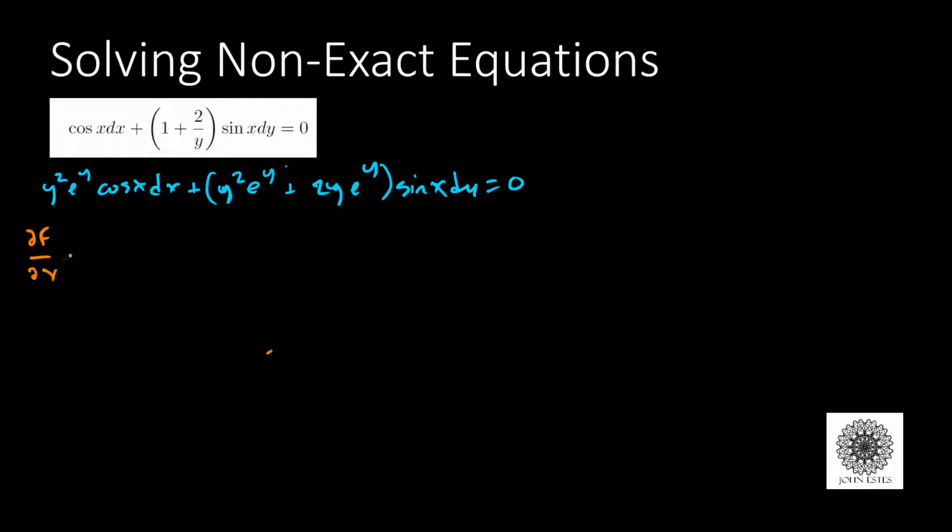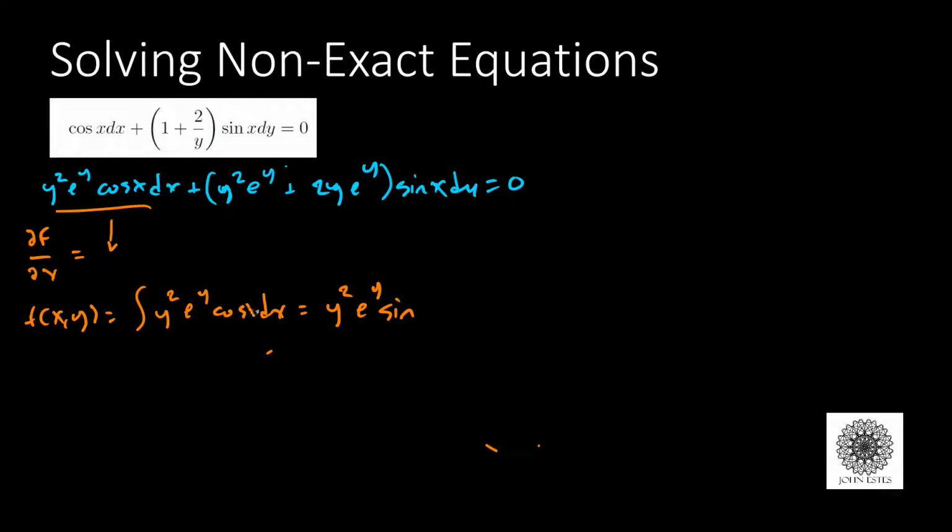x, I end up with this y squared e to the y cosine x. So then my f of xy equals the integral of y squared e to the y cosine x dx, which is y squared e to the y sine x plus some sort of constant of integration, which is a function of y.